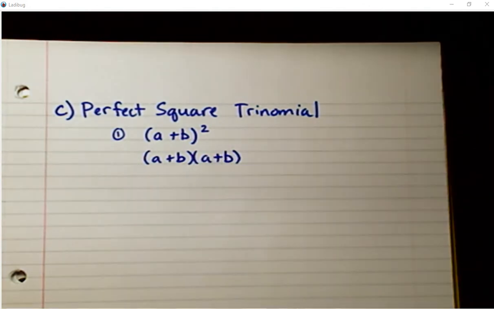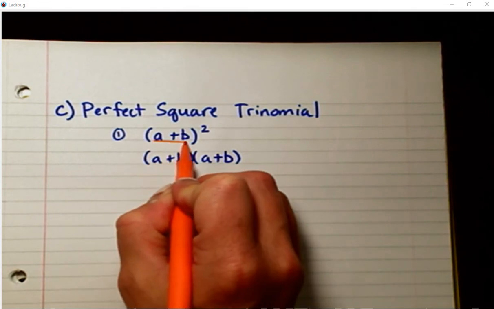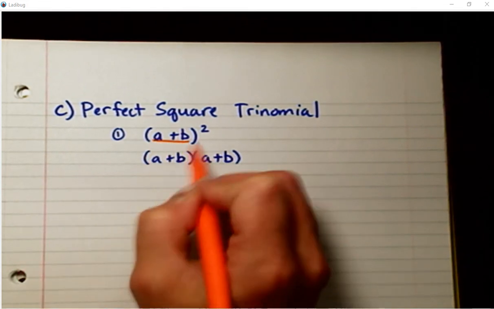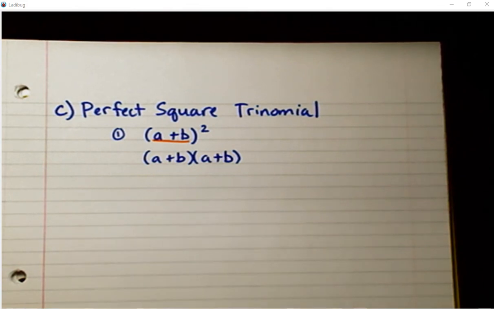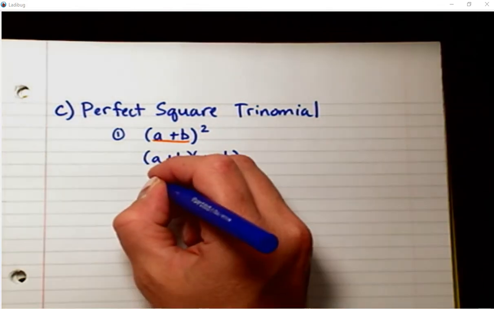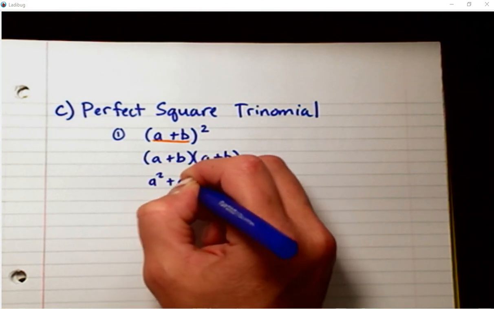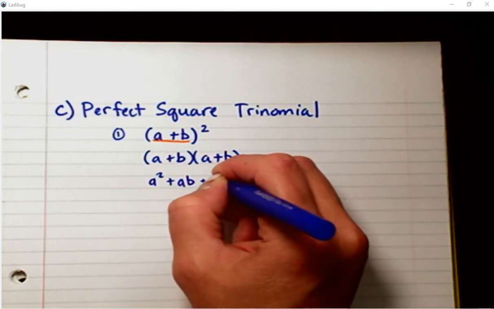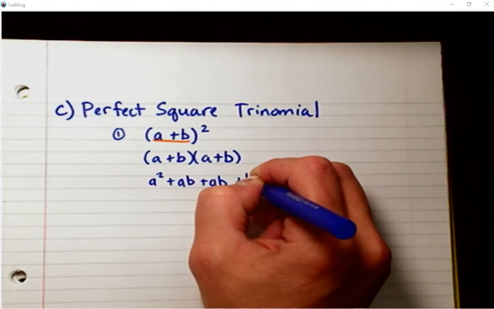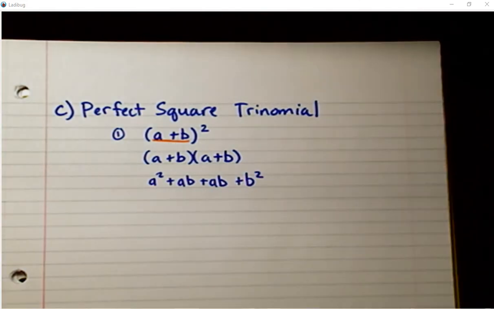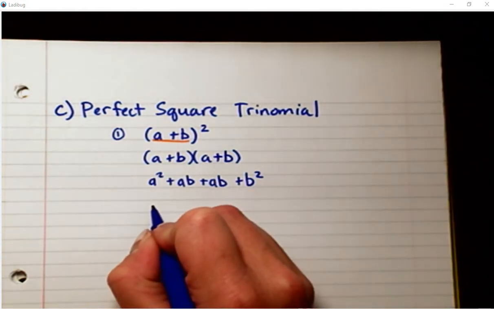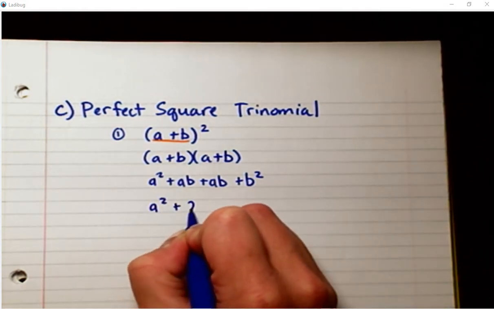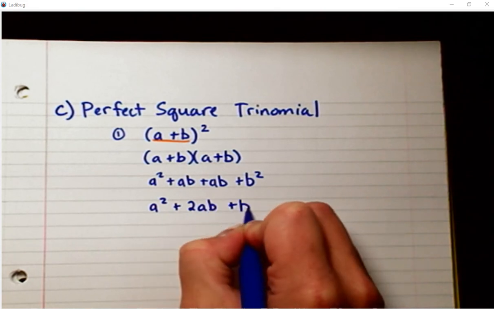Okay. Perfect square. Okay. This is the quantity. There's the square. Okay. So we're going to FOIL it. First, outer, inner, last. Notice how my middle two terms are the same. So we end up with a squared plus 2ab plus b squared.